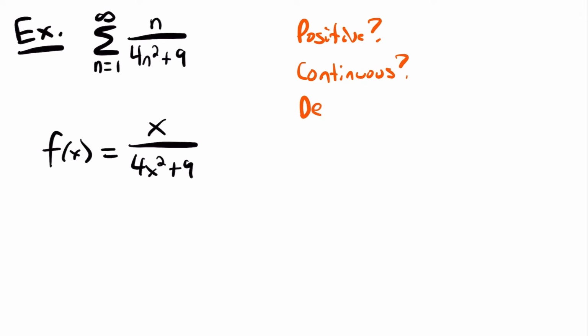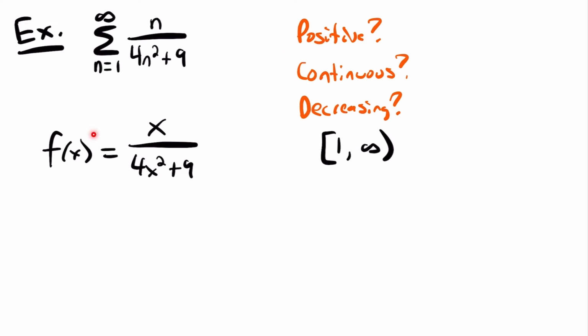And is it decreasing? We will be answering those questions for the values of x on the interval from 1 to infinity, right? This corresponds to the values for our series of n from n equals 1 to infinity. All right, and so let's start with the first question.